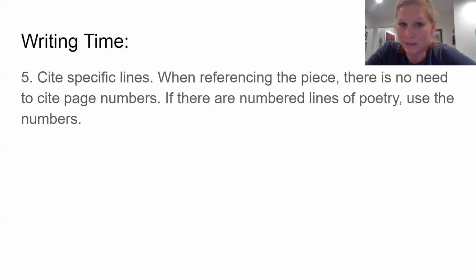Next, cite specific lines. When referencing the piece, there's no need to cite page numbers. If there are numbered lines of an essay or paragraphs that are numbered, then use those numbers that they give you, but don't ever spend time counting anything out because that's just a waste of your time. If there are numbers available, they'll put them on there, they'll expect you to use them, but they would never expect you to count something out on your own.